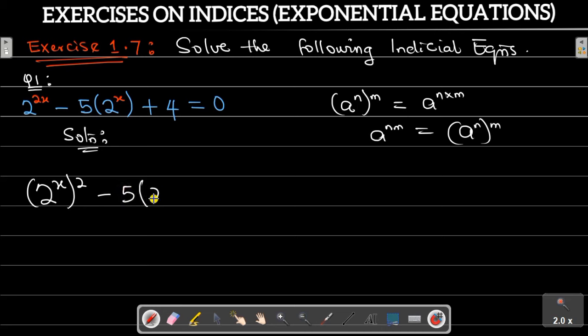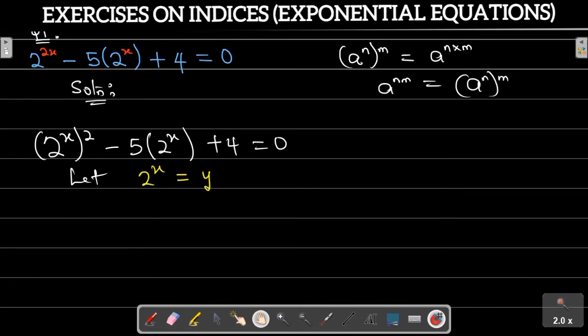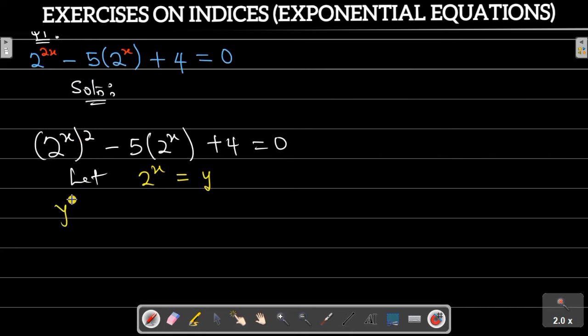So bring down what you have, which is 5 into 2 raised to the power of x plus 4 equal to 0. What happens next is that we can now let our 2 raised to the power of x be a variable. We can call it y. If we do that, we can substitute it into that equation. So it is now y squared minus 5y plus 4, all equal to 0. Very nice.